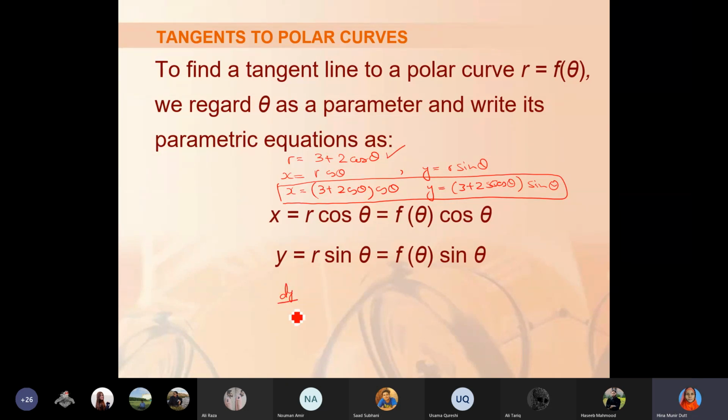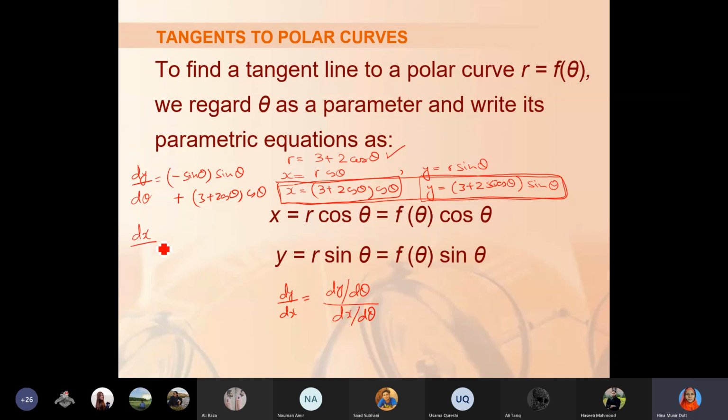And these equations will help me to find the slope of the tangent line dy by dx, which is equal to, by using chain rule, dy by d theta over dx over d theta. And how will I find dy over d theta? Dy over d theta is simply by taking the derivative of this equation. I can use the product rule as well. The derivative of 3 plus 2 cos theta is minus 2 sin theta. Sin theta remains as it is, plus 3 plus 2 cos theta, and the derivative of sin theta is cos theta. This is dy by d theta.